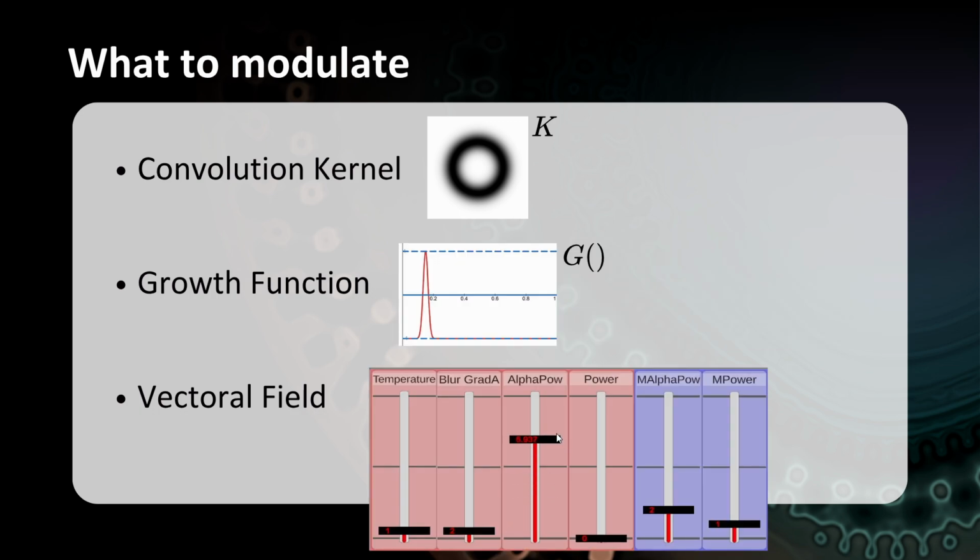The vector field. The vector field uses the result of all the previous operations, but it can also be modulated. The final force field is the combination of the attraction force toward the pixels selected by the growth function and the repulsive force of concentrated matter. Changing the weights of these forces changes the dynamics of the simulation.